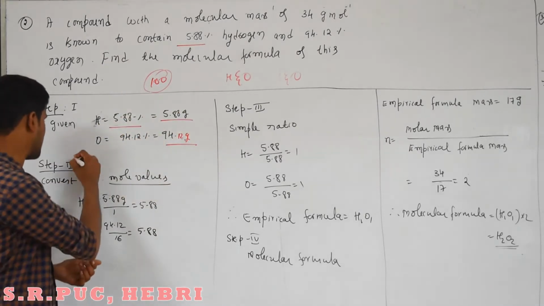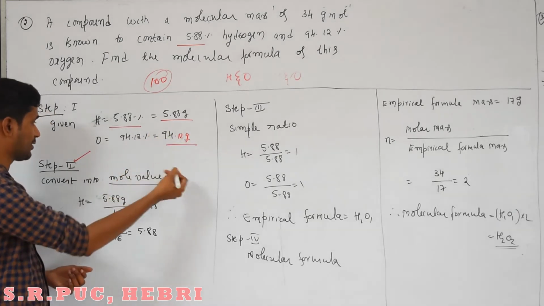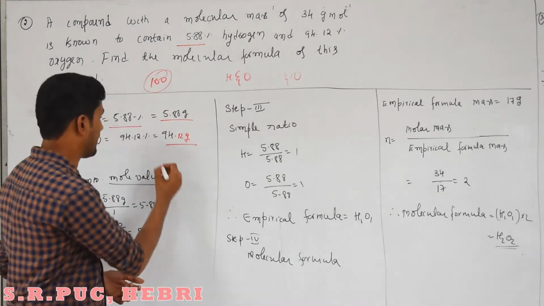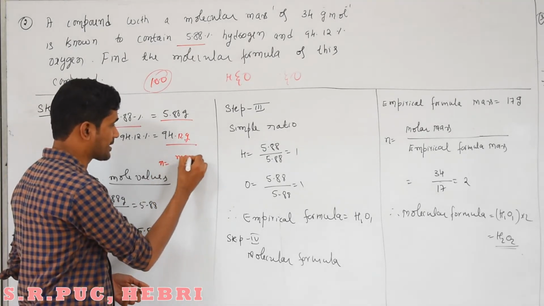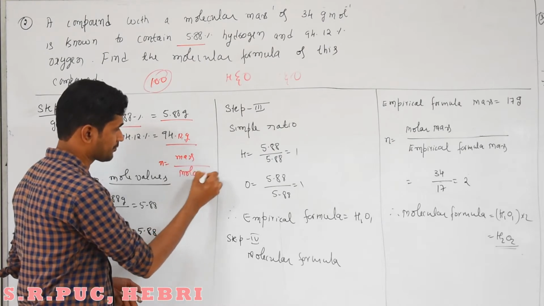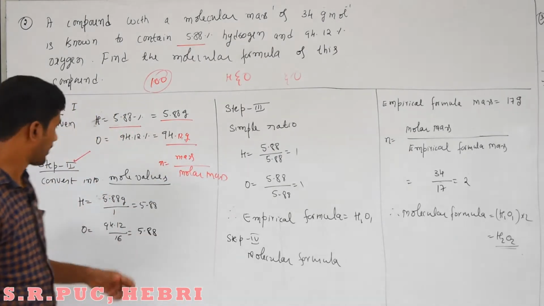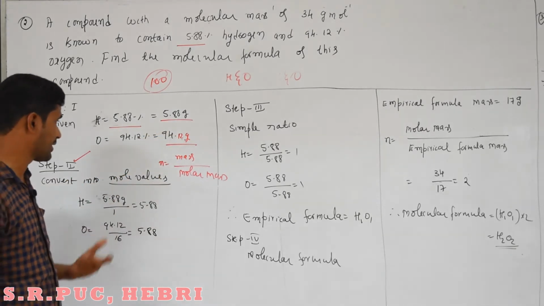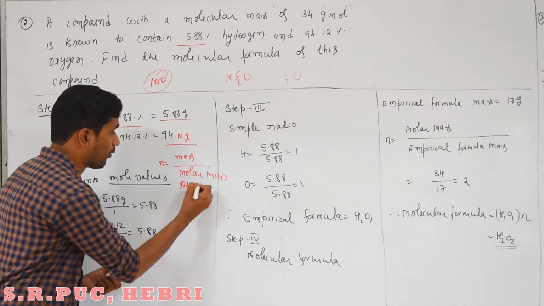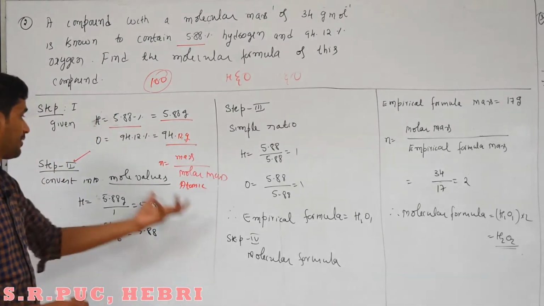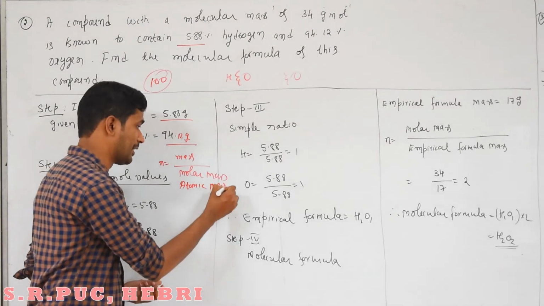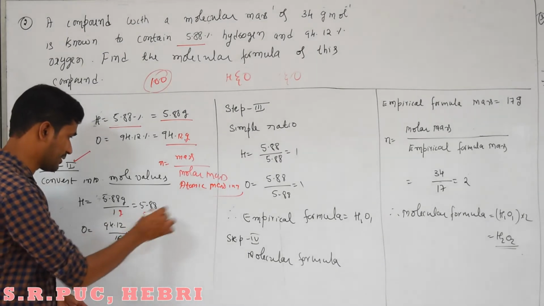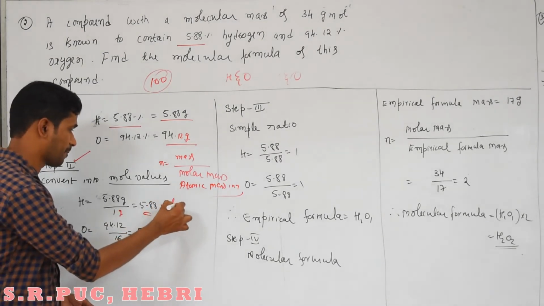Next, what is step 2? Convert these masses into moles, the number of moles. How do you convert? Number of moles, n, is equal to mass divided by molar mass. You know this formula. What is the mass of hydrogen? It's 5.88 gram. What is the molar mass of hydrogen? Molar mass is the mass of 1 mole of hydrogen atoms, which is known as atomic mass in gram. So it's 1 gram. So the answer is 5.88 moles.